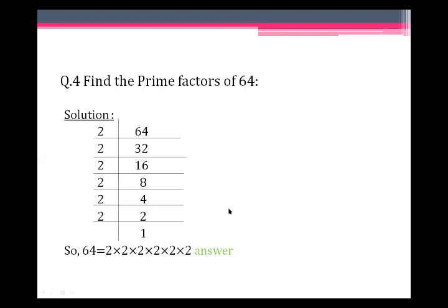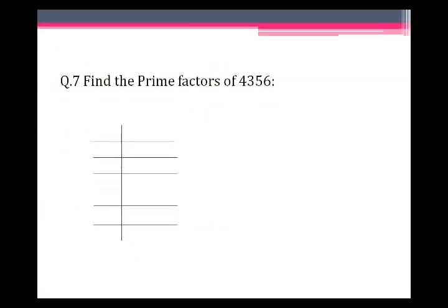Okay, students, as you see, we write all the prime factors of 64. We write here 6 times 2, which are the prime factors of 64. Now students, here is another question from the same exercise, question number 7. Find the prime factors of 4356. Now here we start a solution.